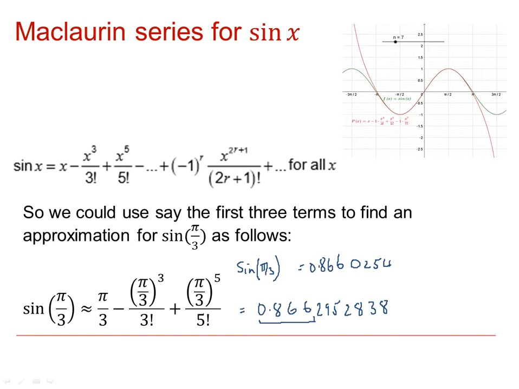It's a little bit larger than the correct value of sine pi by 3, but that's to be expected if you think about the next term, which is going to be minus pi by 3 to the power 7 divided by 7 factorial, so that would subtract a little bit from this.